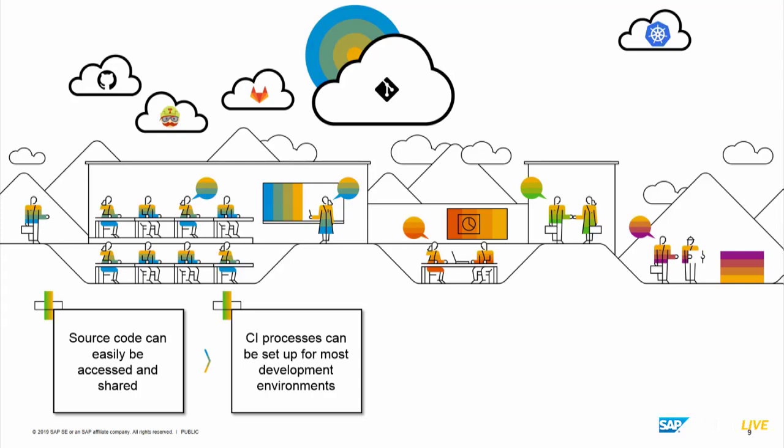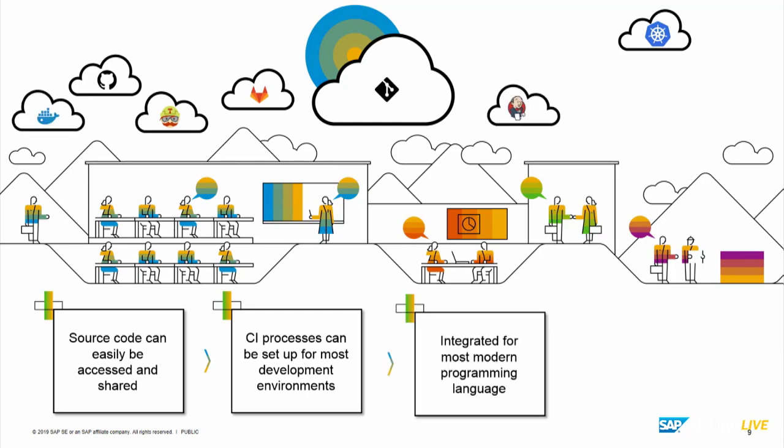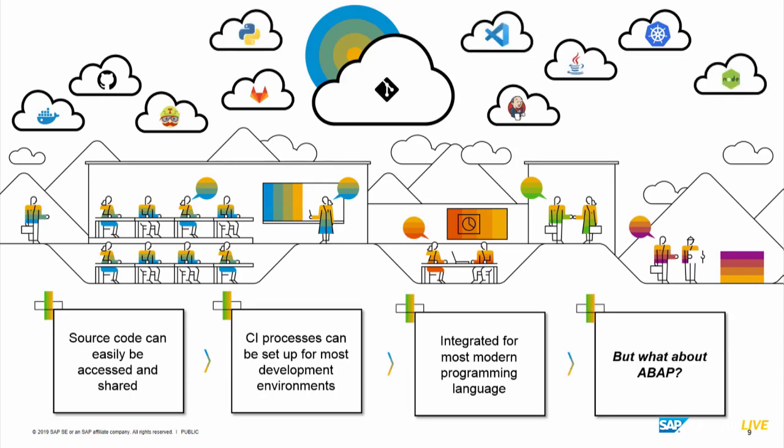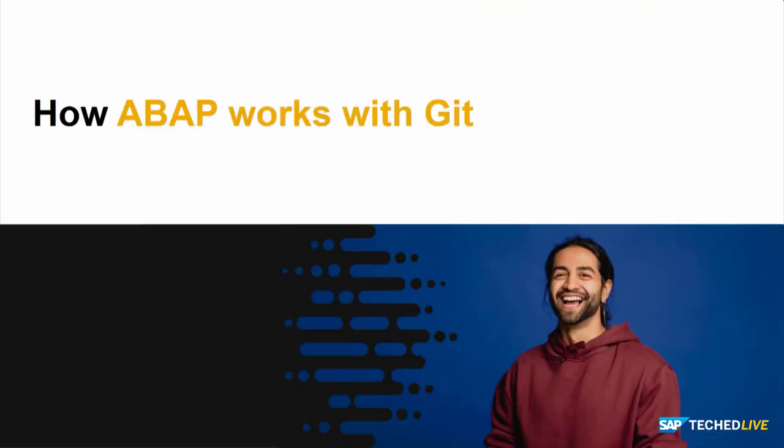Also, and I think this is one of the big benefits of Git, CI, so continuous integration processes, can be easily set up. And these CI processes are integrated in most modern programming languages like Java, Python, and so on. What about ABAP? Up to today, ABAP is not integrated. So that's what we have done now. We integrated ABAP with Git.